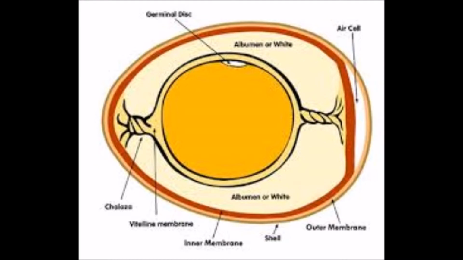The shell is the protecting layer for the entire egg, and it's made up of calcium carbonate. The inner membrane is the thin membrane located between the outer shell membrane and the albumin. The outer membrane is the thin membrane located just inside the shell.